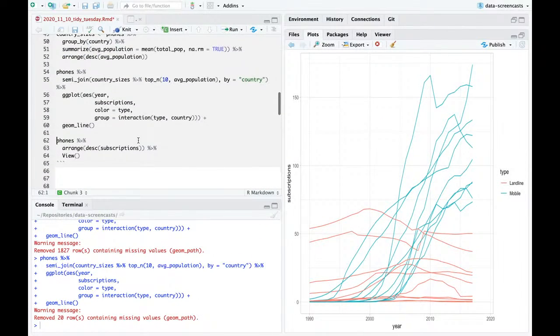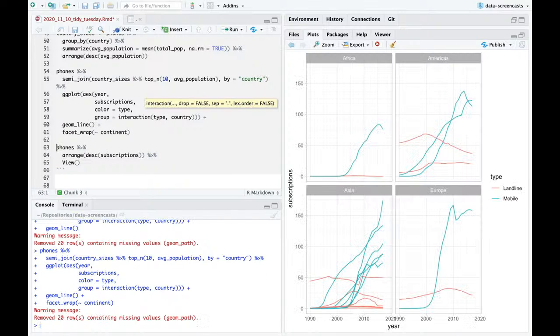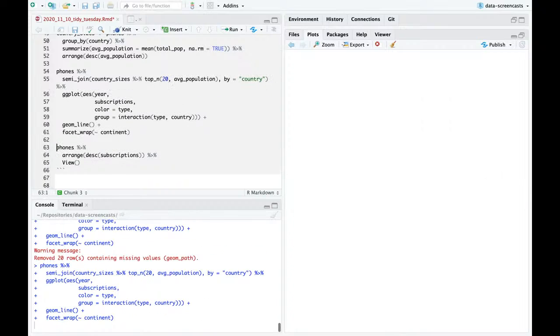Let's get a little bit more of a sense of this by faceting by continent. Check this out. I can facet wrap by continent because we have continent in this data, helpfully. And if I do that, I'm probably going to want some more countries.